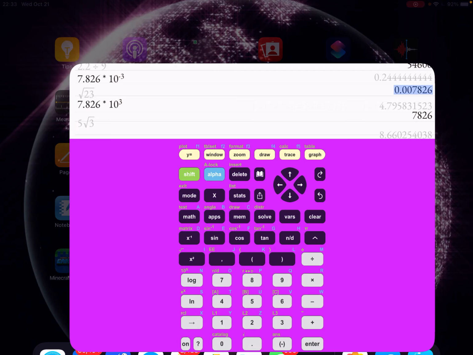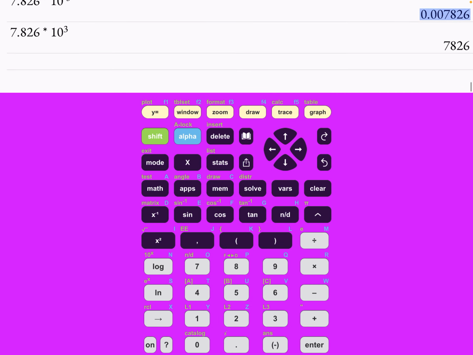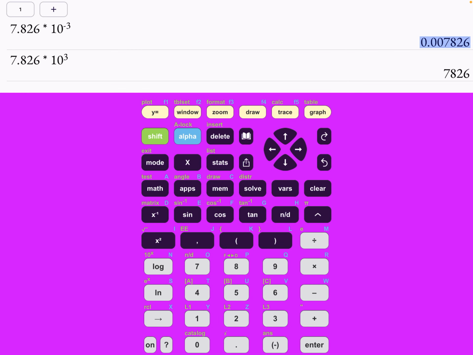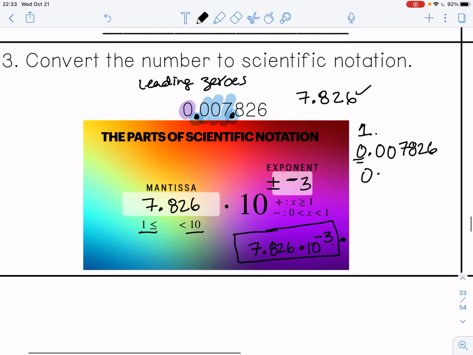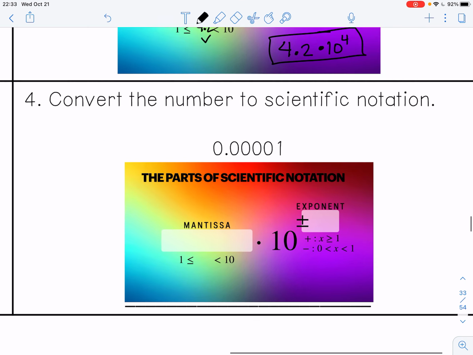Okay, and that's also a way that you can check it in your calculator, by the way. If you want to make sure you've got the right answer, then you can type it in your calculator, and as long as the number's not too big, it will give you the answer here. Okay, so let's do one more practice problem.